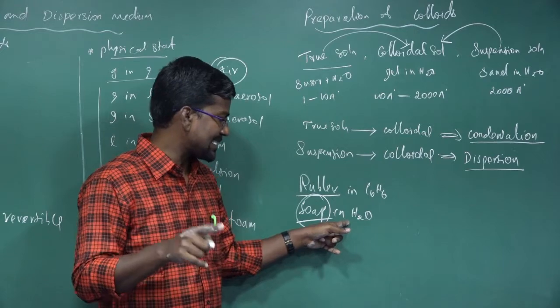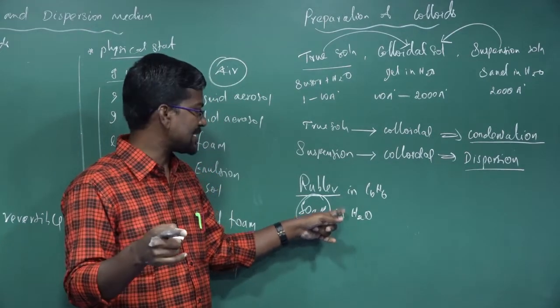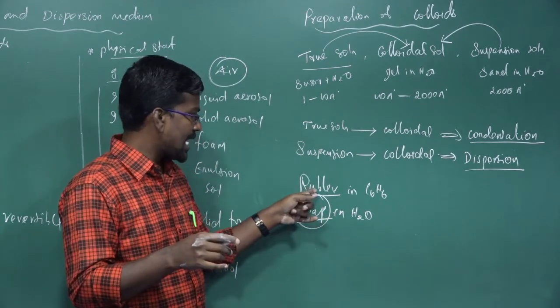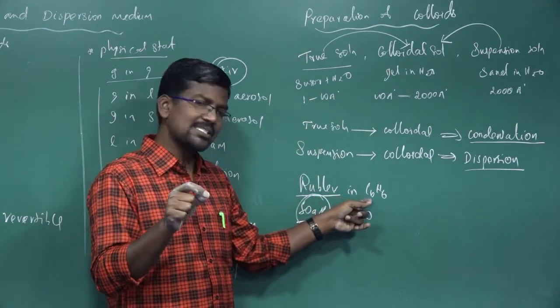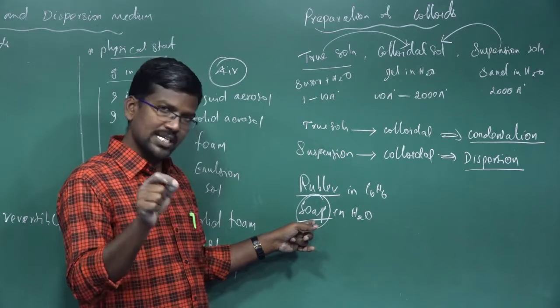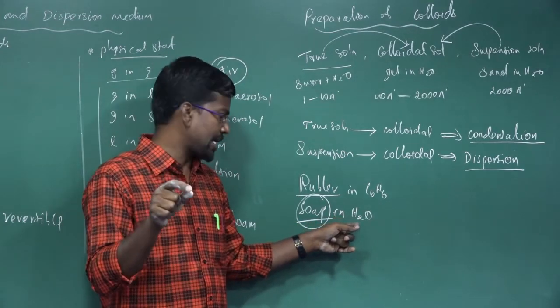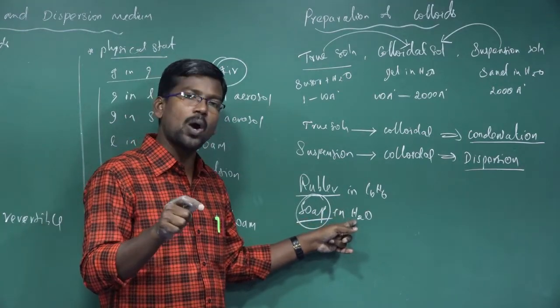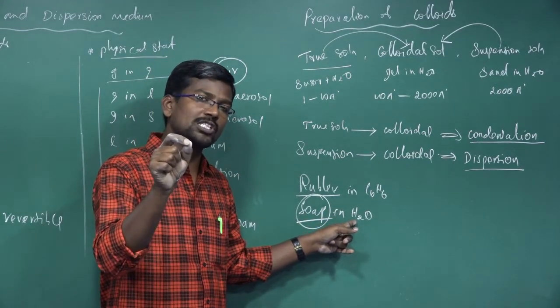So this substance is an example of a lyophilic substance, because rubber is the dispersed phase and benzene is the dispersion medium. Here soap is the dispersed phase and water is the dispersion medium. In this colloidal solution, the dispersed phase and the dispersion medium have a very strong force of attraction.